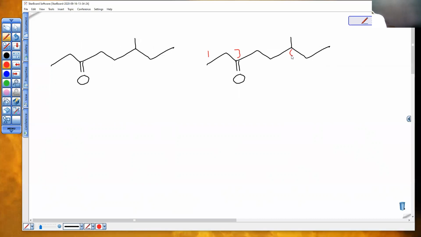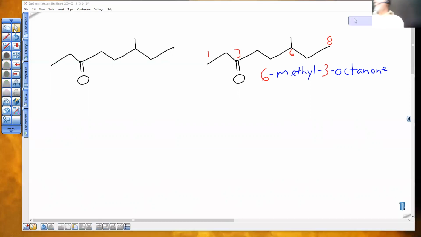5, 6, 8. So we have 6-methyl. Now you've got to tell me where the ketone is. It's an octanone. But you need to tell me where the ketone is. It could be a ketone if the carbonyl was here, here, here, here, or here. It's on carbon 3.